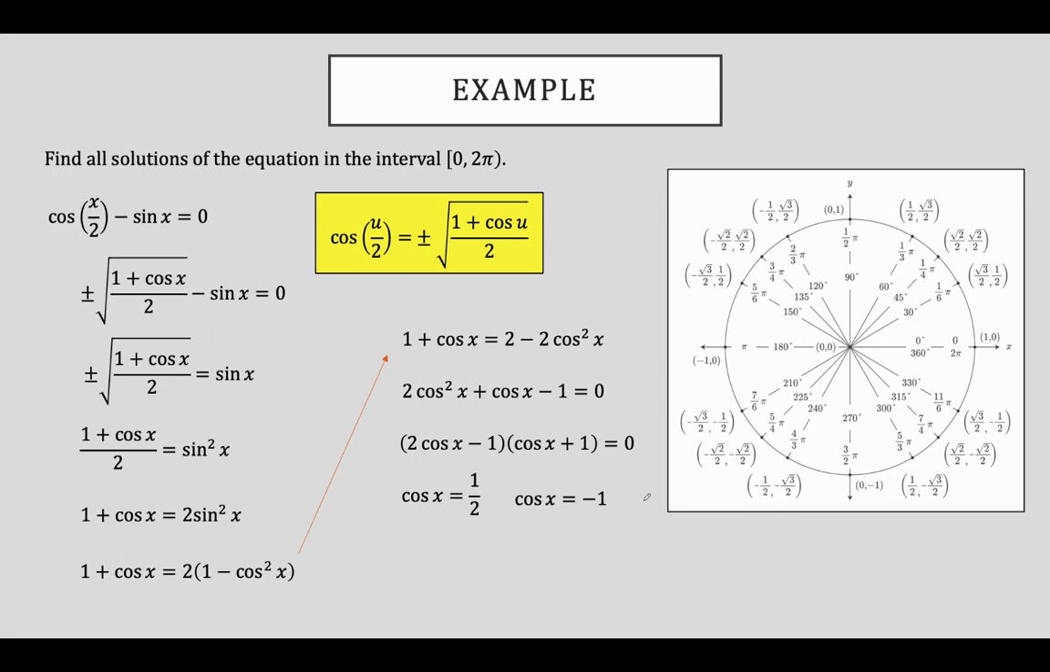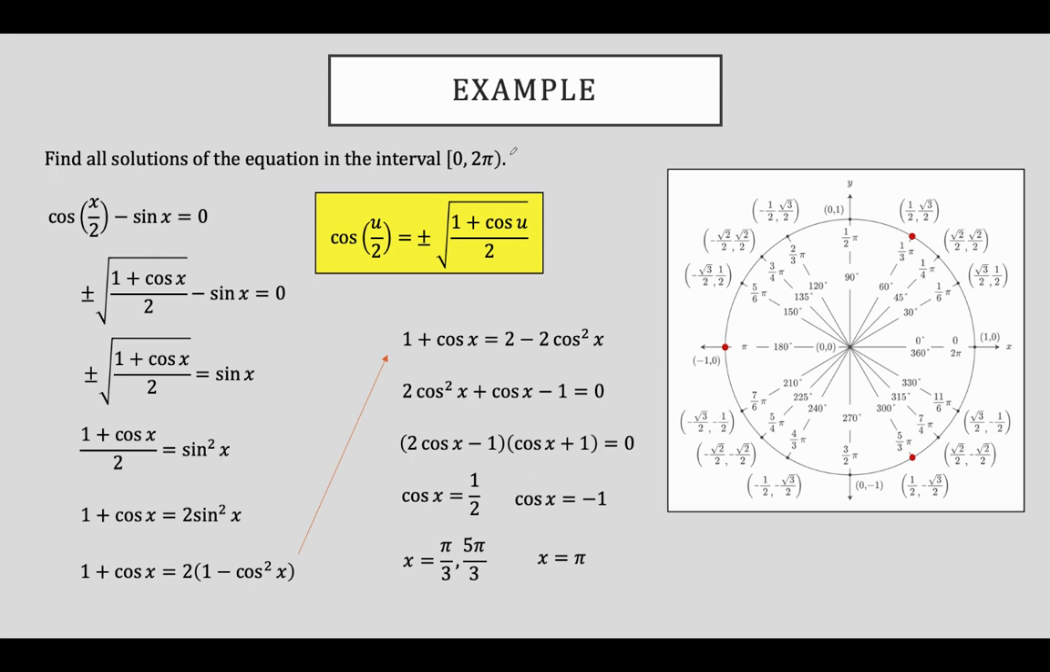Okay, what angles have a cosine value of 1/2? Well, cosine corresponds to the x-coordinate. My two angles that have an x-coordinate of 1/2 are going to be pi over 3 and 5 pi over 3. And which angle has an x-coordinate or a cosine value of -1? Well, that is going to be the angle pi. And because we're only looking for solutions between 0 and 2 pi, we don't have to tack anything onto those guys. We've got pi over 3, 5 pi over 3, and pi.